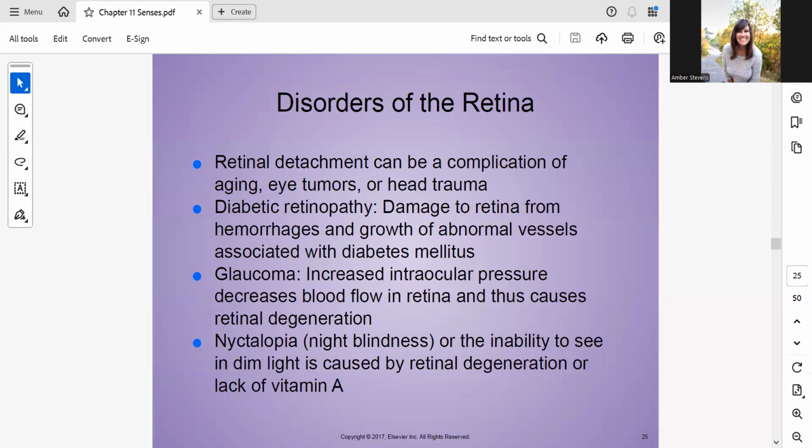And then you have nyctalopia, which is night blindness. And that's just the inability to see well in dim light. And it can result from retinal degeneration or lack of vitamin A in the diet. So ensuring sufficient vitamin A intake, and addressing underlying retinal issues can help improve your night vision.